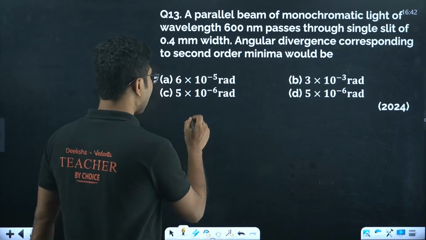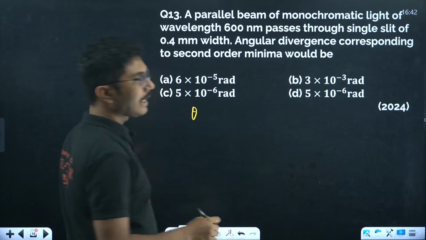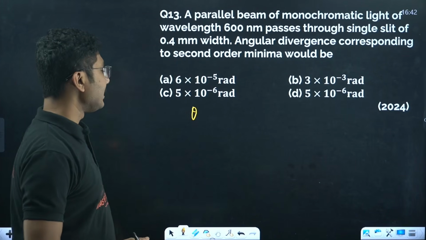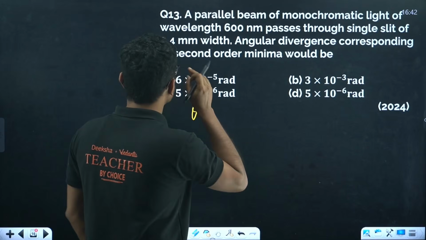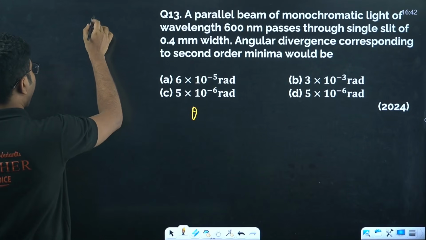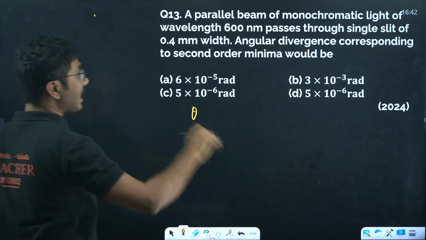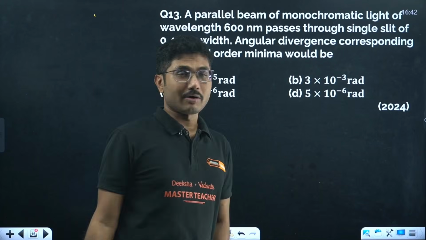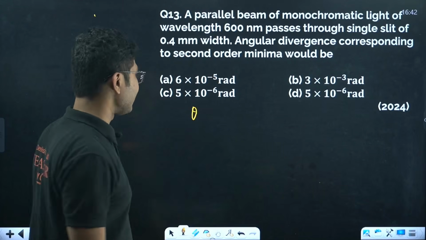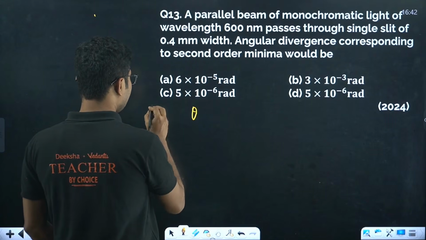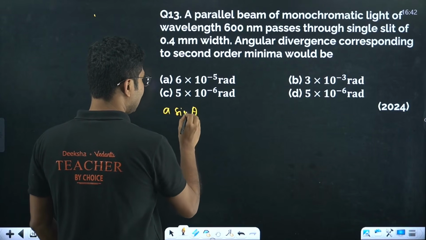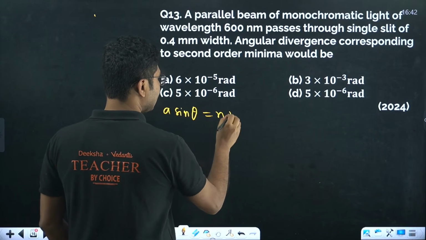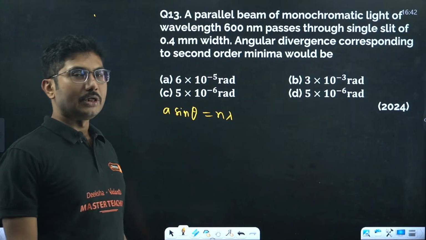Angular divergence means angle theta. First of all, this is talking about diffraction, single slit diffraction. So a sin theta equals n lambda. This is the formula that we use for diffraction.